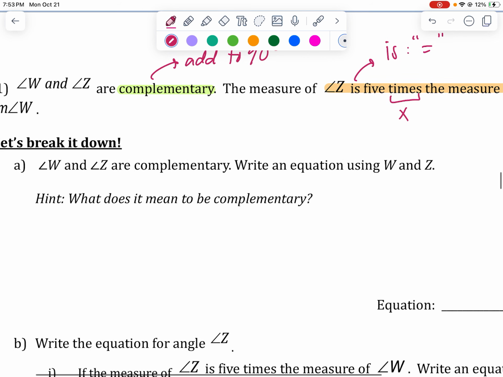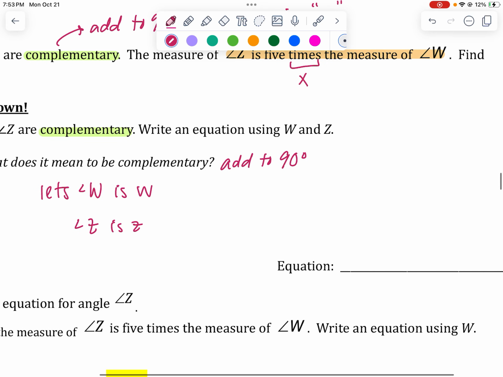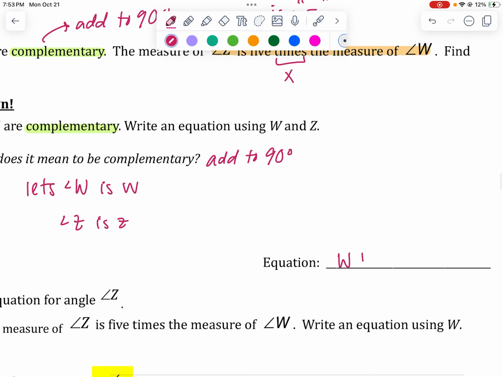Okay, so part A, it says angle W and angle Z are complementary. It says to write an equation using W and Z. So again, we know what it means to be complementary. We're adding up to 90 degrees. Okay, let's say that angle W is going to be little w, and that angle Z is going to be little z. So I would create my equation where I'm going to just add W plus Z and equal it to 90. And that's it. That's our first equation.